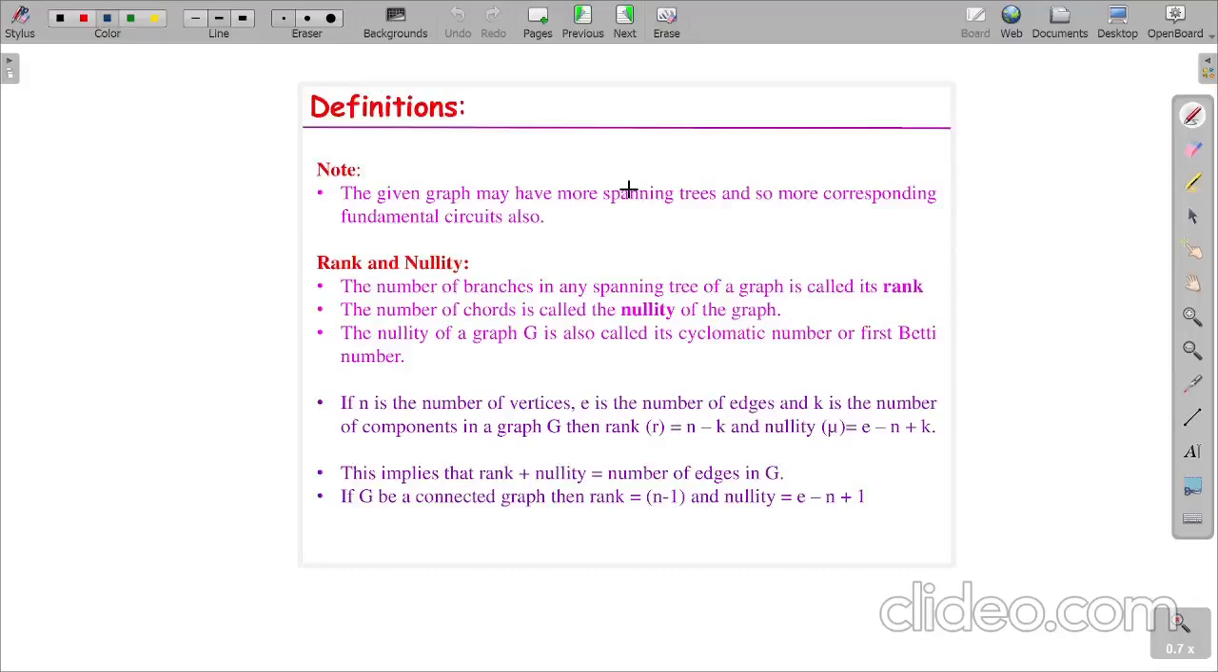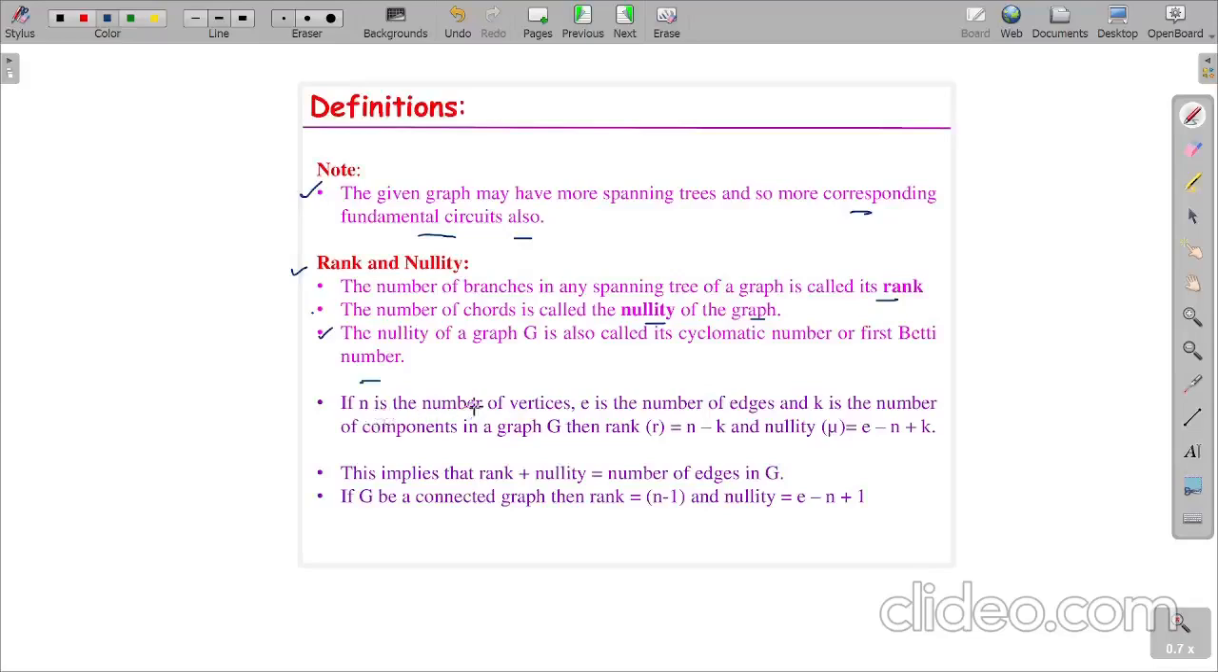The given graph next definition. The given graph may have more spanning trees and so more corresponding fundamental circuits also. Rank and nullity. The number of branches in a spanning tree of a graph is called its rank. The number of chords is called nullity of the graph G. The nullity of a graph is also called its cyclomatic number or first Betti number.